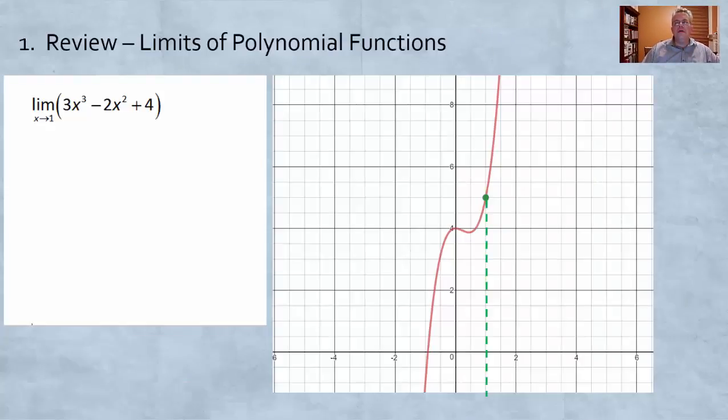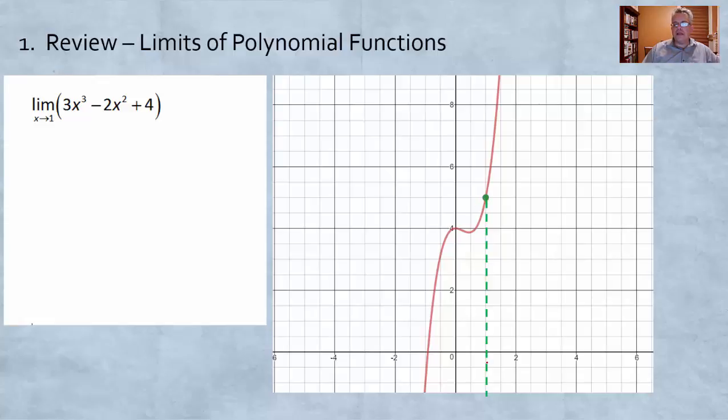Okay, here we go. First, I want to review polynomial functions a little bit. We have a beautiful polynomial function here: 3x cubed minus 2x squared plus 4. And here's the graph of this function. It's very smooth. In fact, for polynomial functions, when we find the limit as x approaches a value like 1, it's very nice because the limit actually equals the value of the function there.